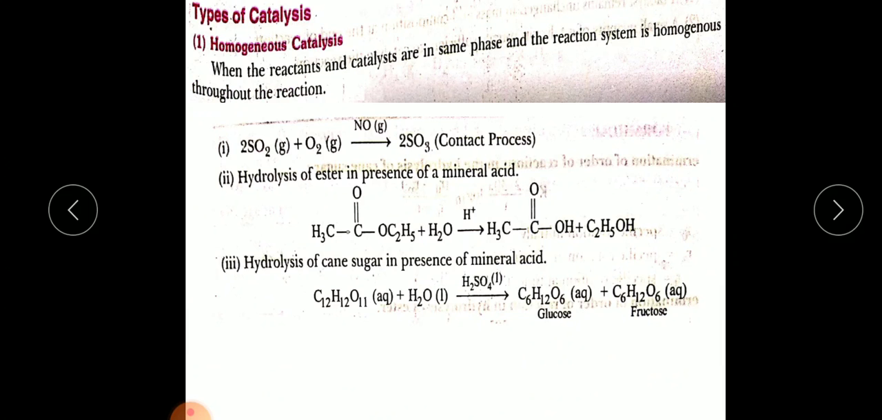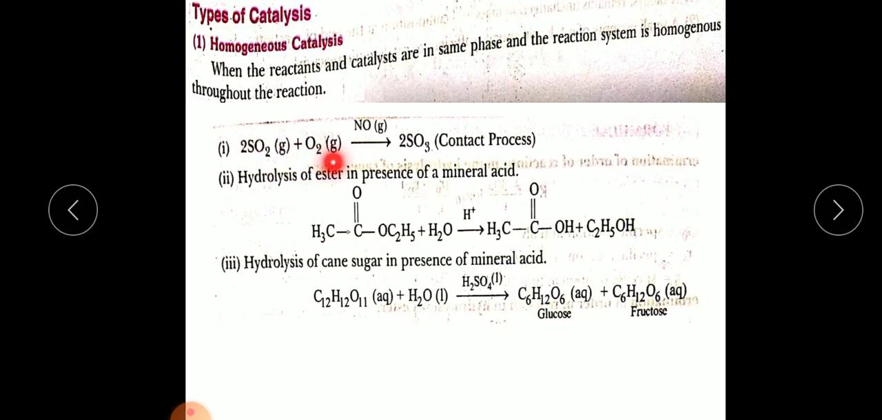Types of catalysis: we have two types of catalysis, one is homogeneous catalysis and the other is heterogeneous catalysis. Now, what are the terms? Homogeneous means same. What is the same over here? When the reactant and the catalyst phase are the same, that means the state is the same. For example, whether the reactant is solid, liquid or gas, if the catalyst is in the same state, then we can call it homogeneous catalysis. The definition tells us that when the reactants and catalysts are in the same phase, the reaction system is called homogeneous throughout the reaction.